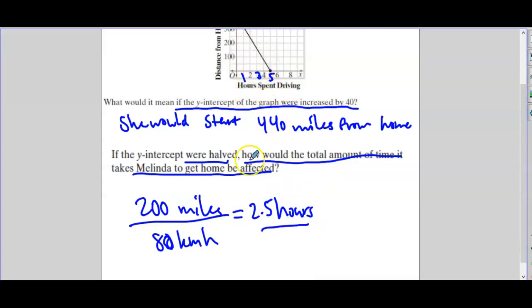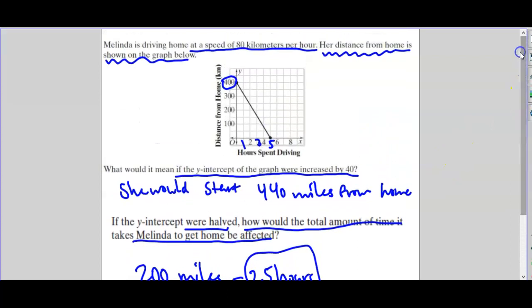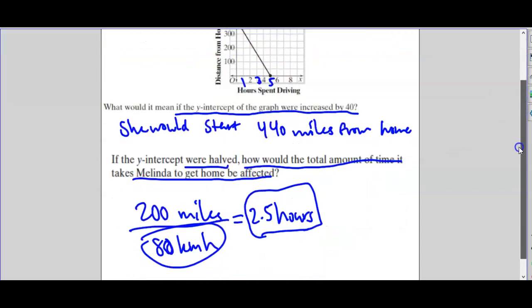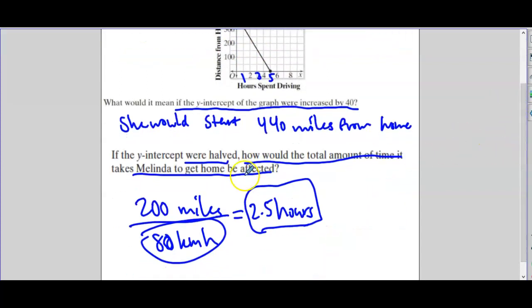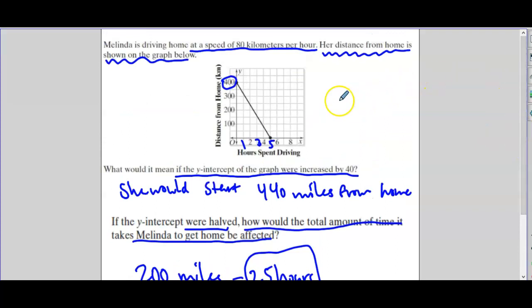If I cut the distance in half and I'm still going the same speed, I'm still going 80 kilometers per hour, that means that I would cut the time in half as well. So again, changes in the y-intercept, what that means. If it starts at 440 miles from home, that would make the overall travel time spent driving longer. But if we cut it in half, we make it smaller, shorter. If we decrease it, make it only 200 miles, that would also cut the drive time in half because we're still going the same speed.